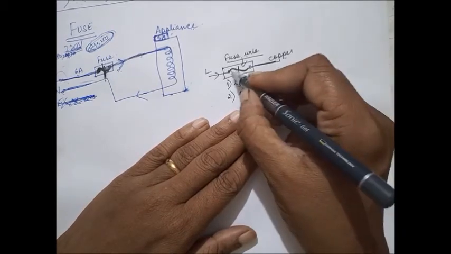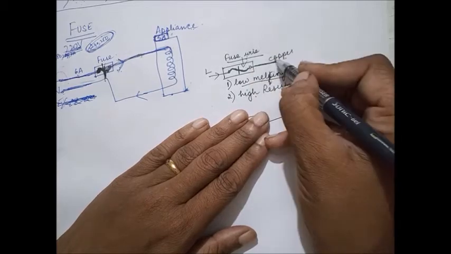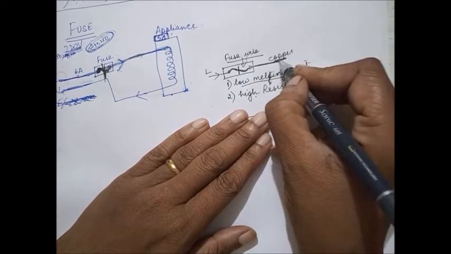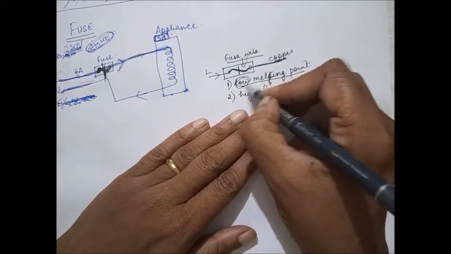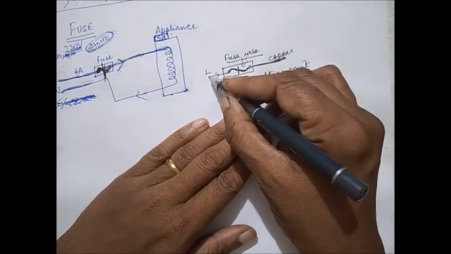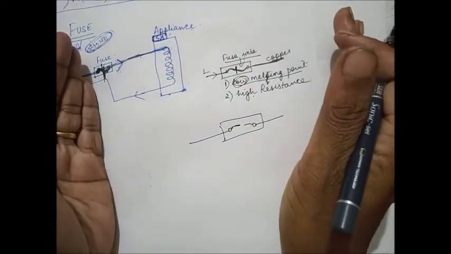So when the current crosses that limit, the first one to melt will be the fuse wire. This copper wire will not melt because its melting point is a little higher. So purposely they place this fuse wire, which has a low melting point, so that the moment the current crosses the limit, it will quickly melt and break the circuit.